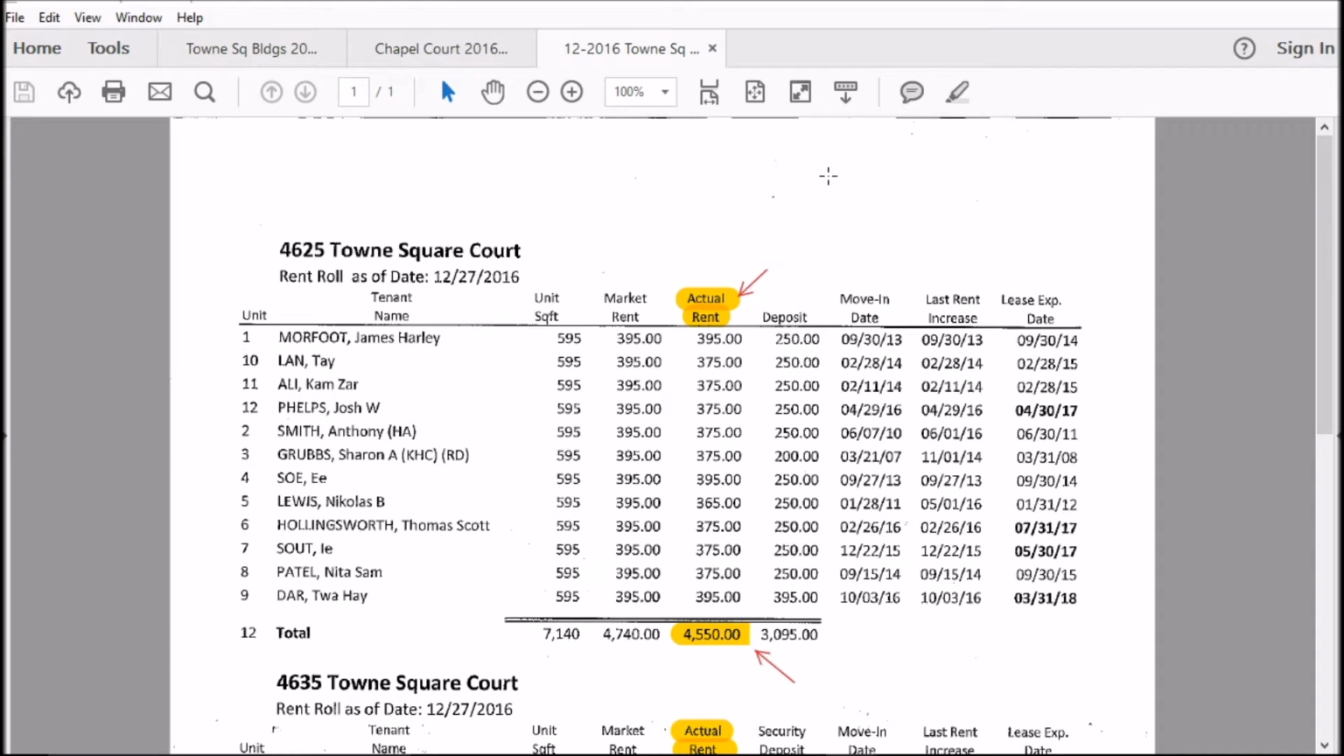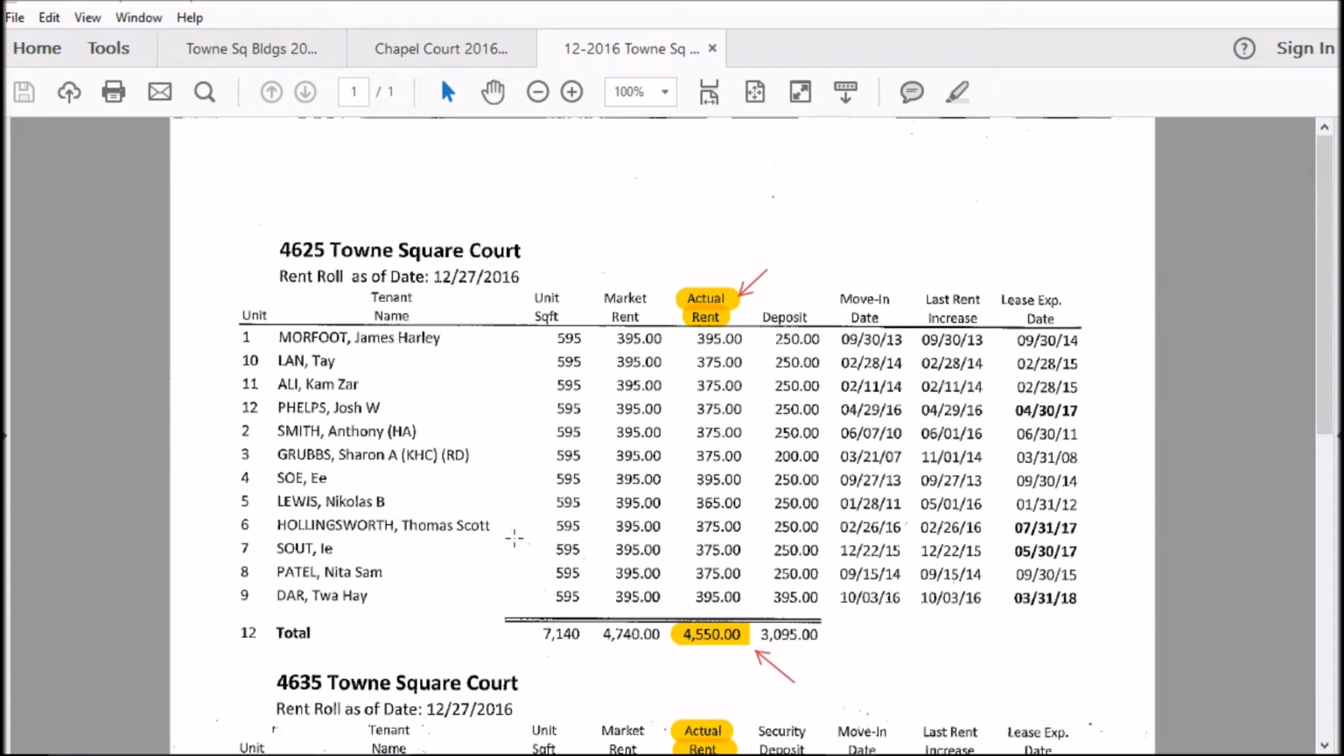Okay, but that's not important either. You want to only look at actual rents. This is what's going to help you determine the actual gross income you should be getting. So we go down through here, we add them up, we look at the totals. 12 units in this building gives you a total right here. If it doesn't, you need to go through there and add all those up.